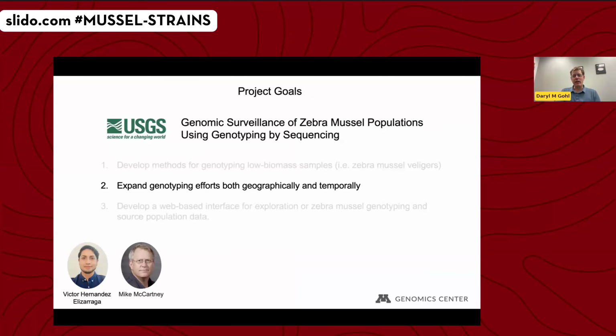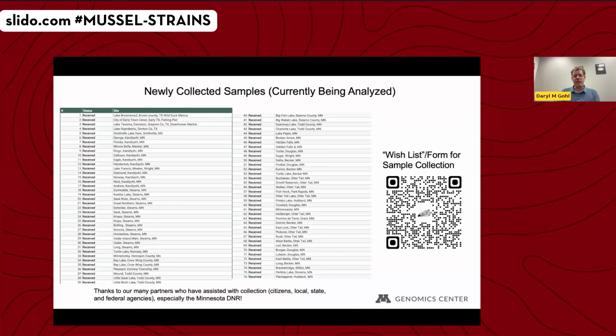So we're also working, as I mentioned, to expand this work geographically and temporally. Over the last year or so, we've gotten mussels from over 75 additional lakes, mostly here in Minnesota, but also starting to work with external collaborators to get mussels from other states as well. Here, I want to especially thank our partners who've assisted with the collection, which has included both citizens as well as local, state, and federal agencies. And we've gotten special help from the Minnesota DNR, so I really want to thank them.